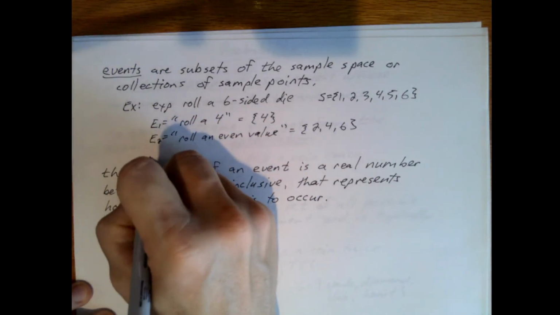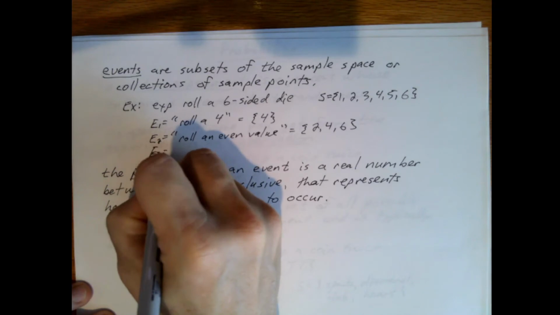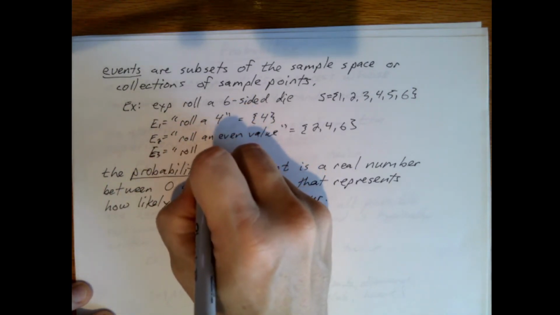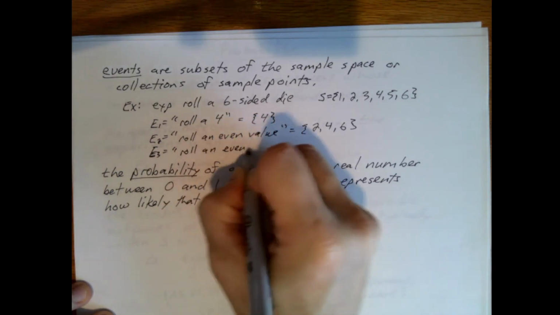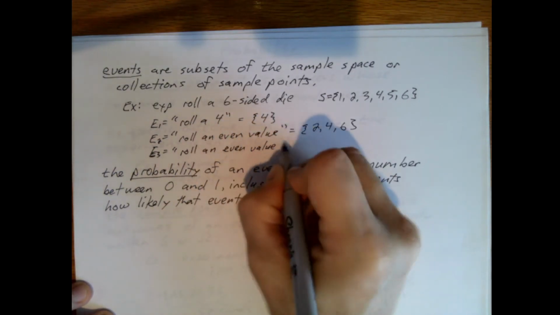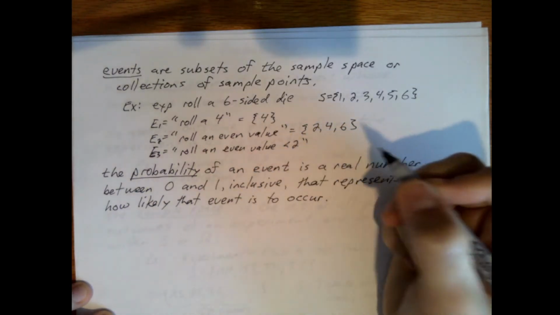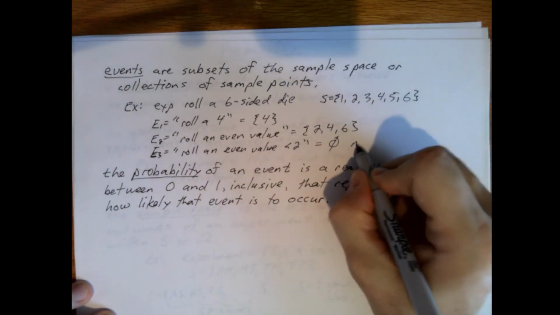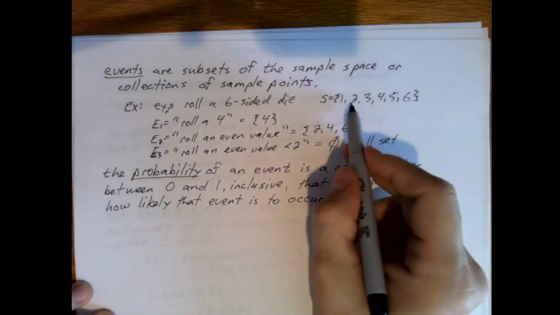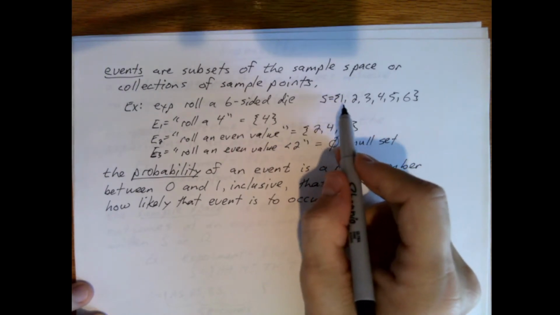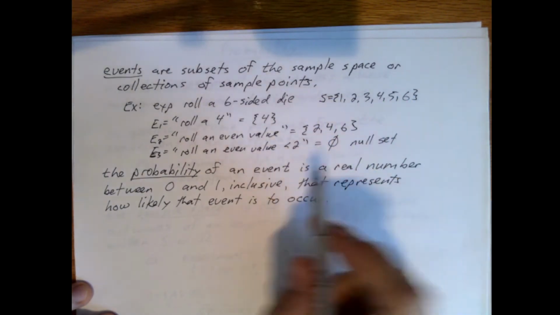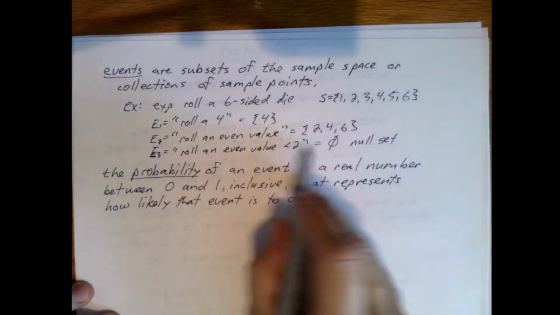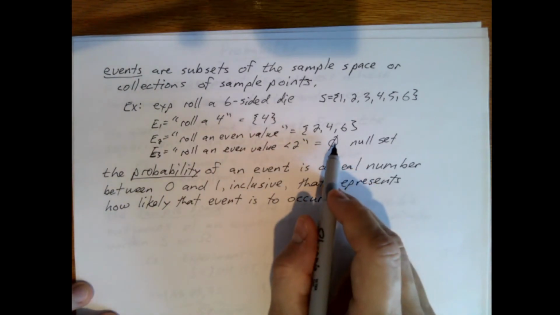And then you might even have a third event, which might be roll an even value less than 2. So what does this match? Well, this would be the empty set, or the null set, because there are no even values less than 2. The only value less than 2 is 1, and that's odd. But it is possible to not have any elements there, and this would then lead to a probability of 0.